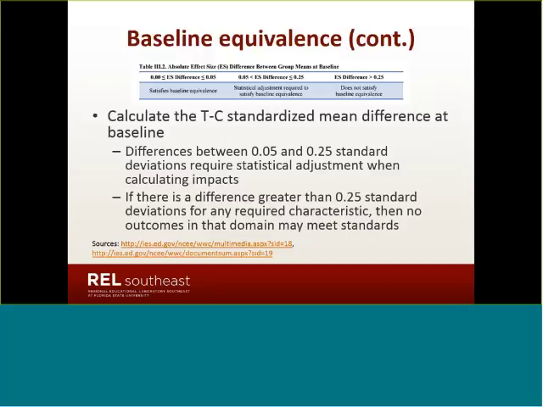So, for example, in a reading domain that includes 3 reading outcomes, if one of those outcomes differs by more than 0.25 standard deviations across the treatment and comparison groups, then none of the other outcomes that were measured in the reading domain meet standards. So, the important takeaway on baseline equivalence is that it's extremely important that you plan for forming groups that you expect to be able to demonstrate baseline equivalence, because if you don't and you actually have differences greater than 0.25 standard deviations, then the whole study and the outcomes are really in jeopardy.